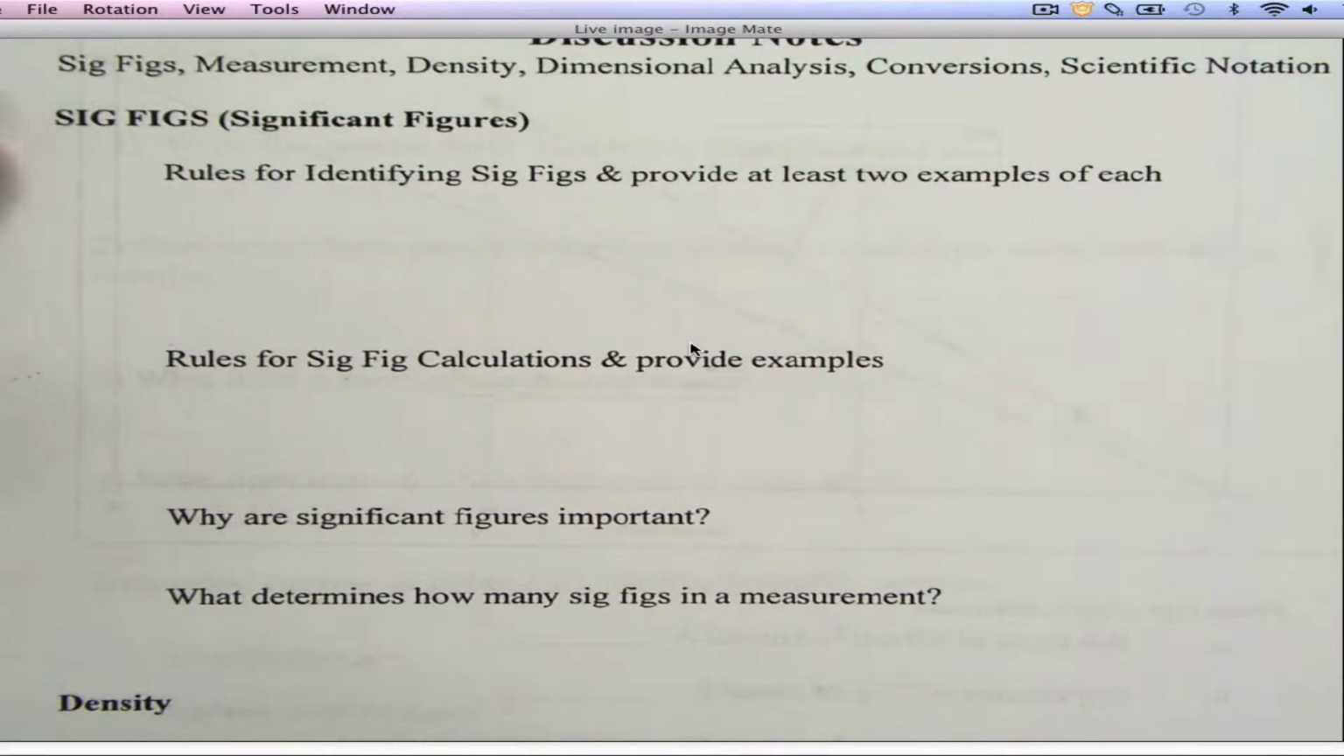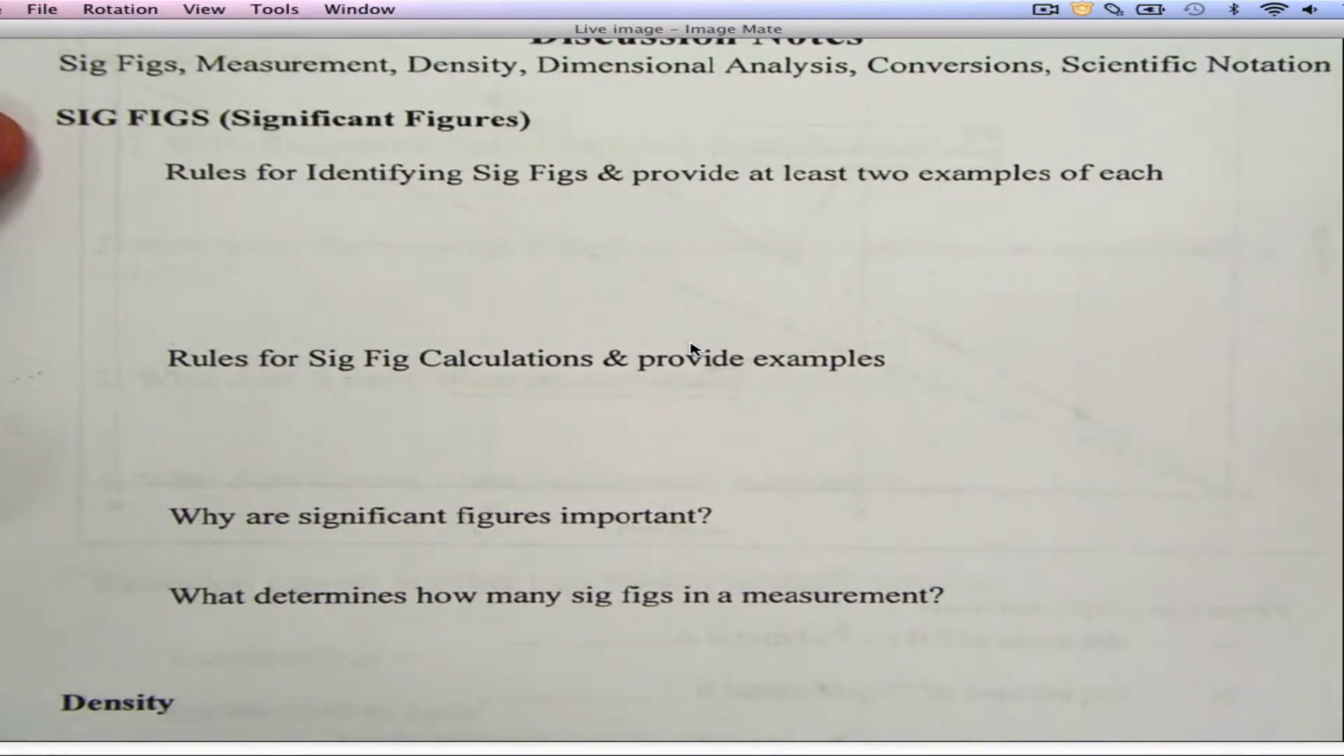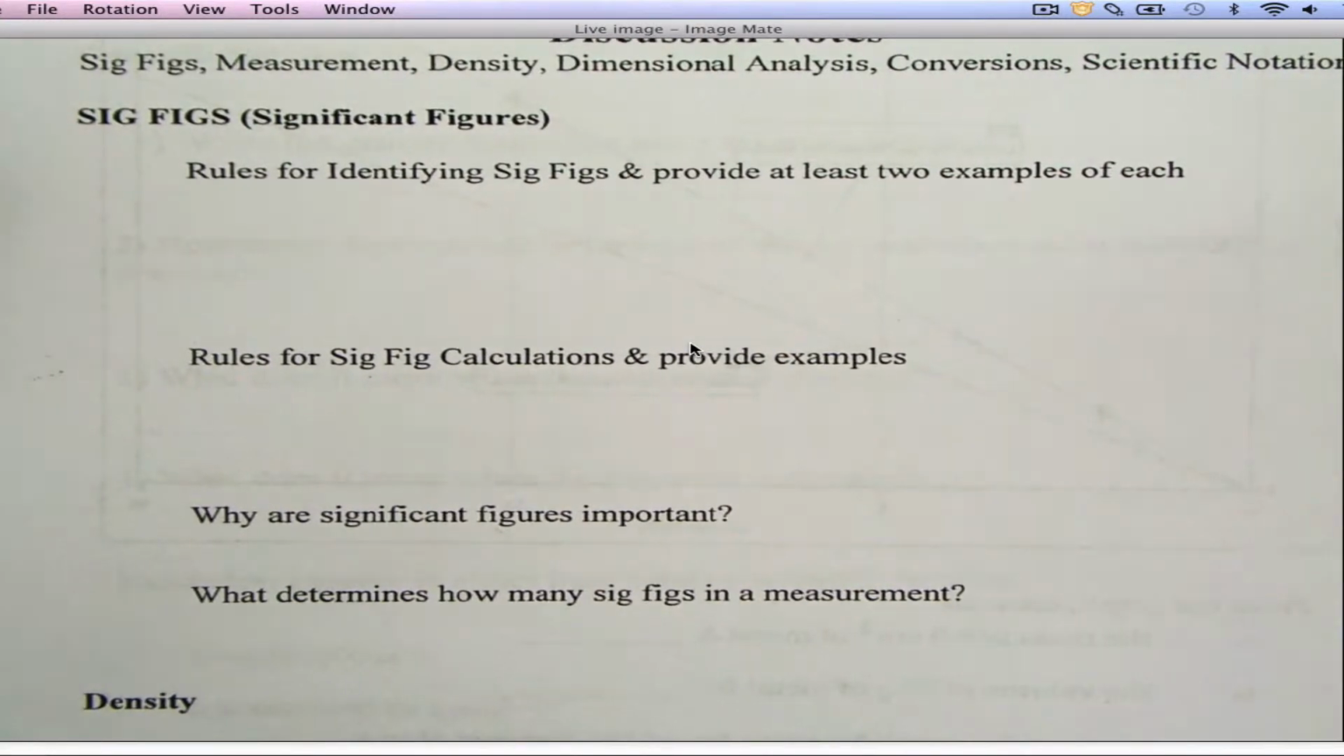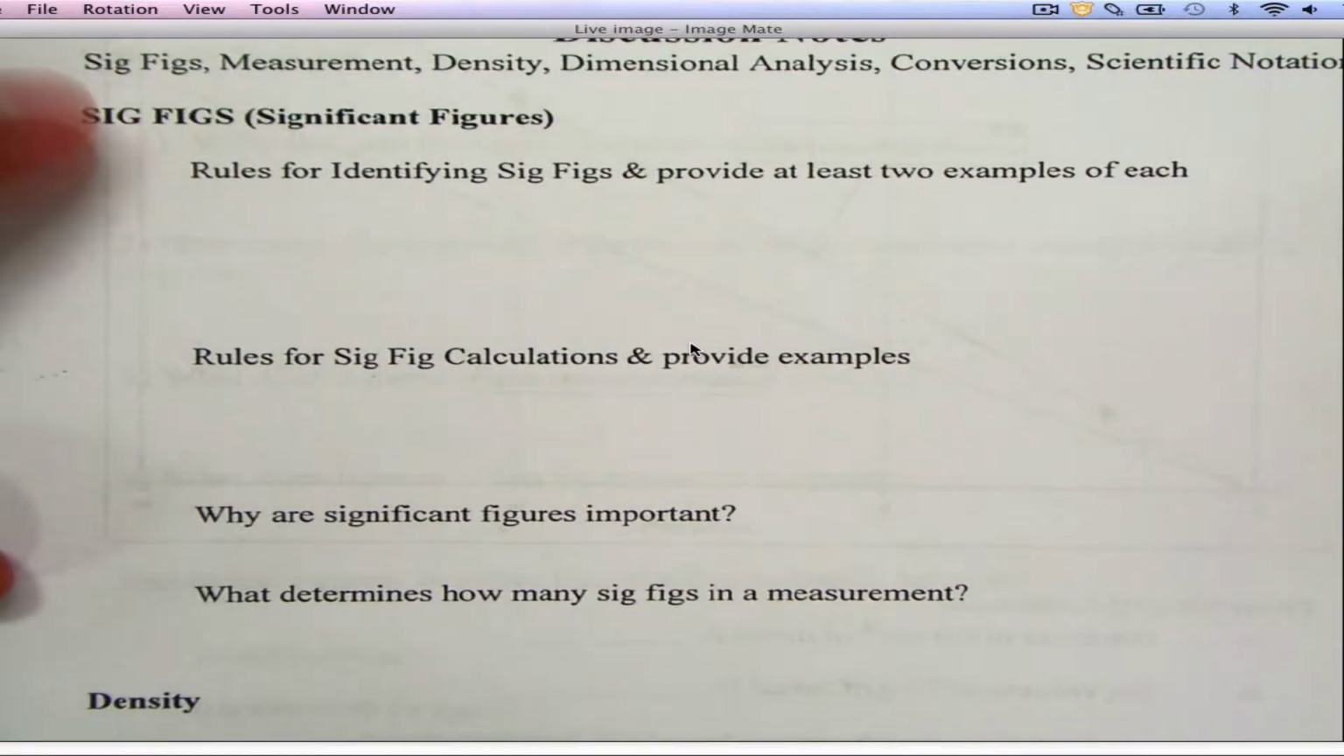Let's talk about sig figs today. We're going to talk about this one. It's going to be just about sig figs, and then we're going to move through this worksheet and maybe it'll help you guys out a little bit. First of all, significant figures. What are they? There's three rules you need to follow in identifying significant figures.